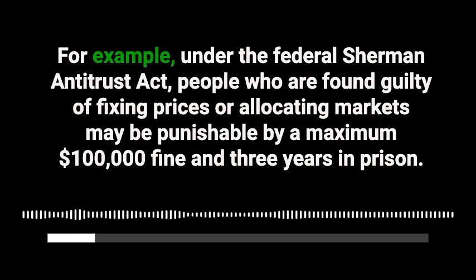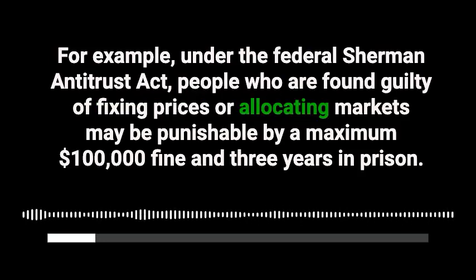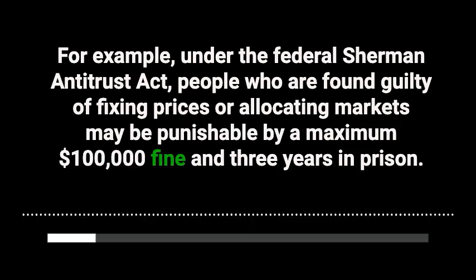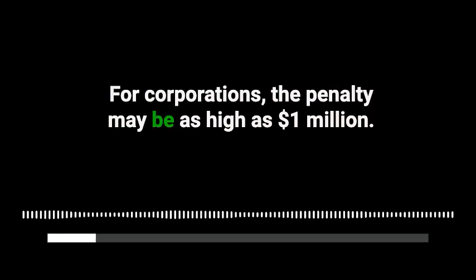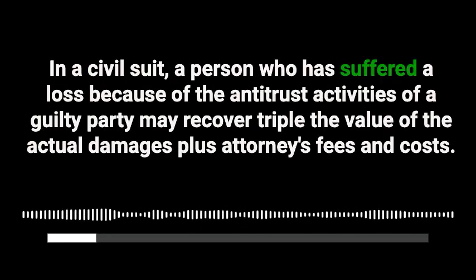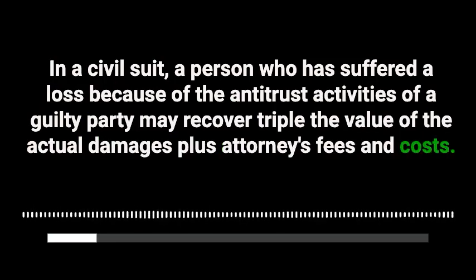The penalties for such acts are severe. For example, under the Federal Sherman Antitrust Act, people who are found guilty of fixing prices or allocating markets may be punishable by a maximum $100,000 fine and 3 years in prison. For corporations, the penalty may be as high as $1 million. In a civil suit, a person who has suffered a loss because of the antitrust activities of a guilty party may recover triple the value of the actual damages plus attorney's fees and costs.